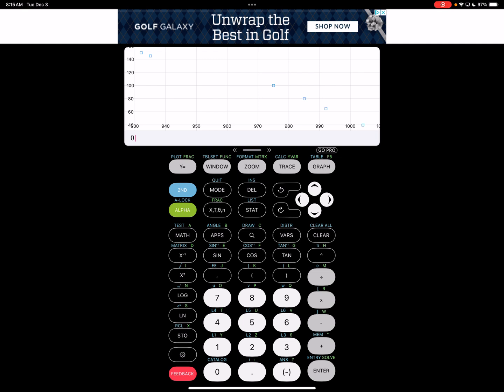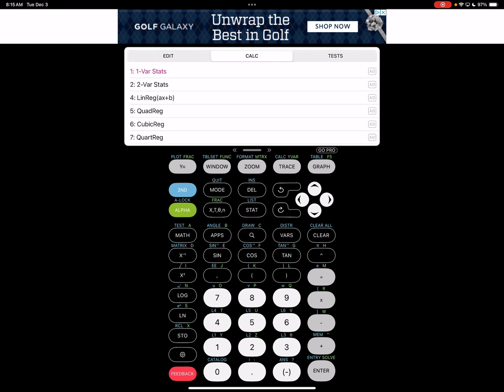Okay, questions on how to make the scatter plot? No? Okay. So now that the data is in there and we want to see that R value, we're going to hit Stat. We're going to arrow over to Calc. And we're going to choose option 4, which is our linear regression.